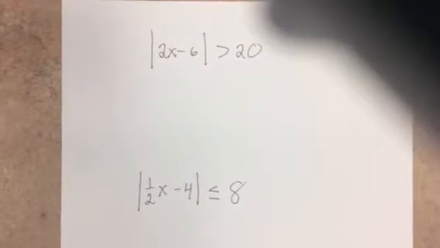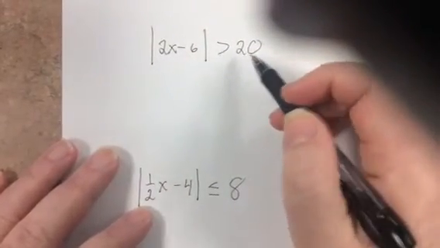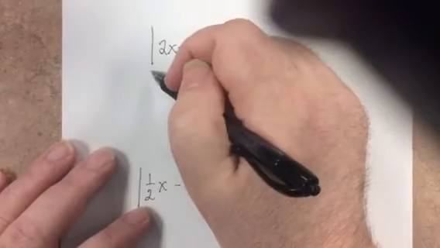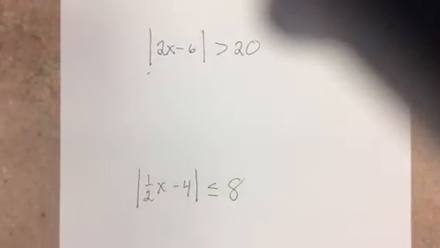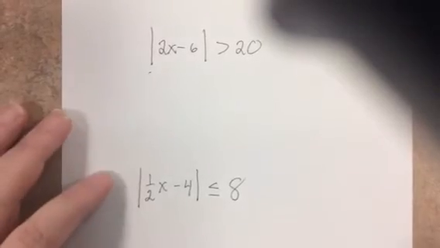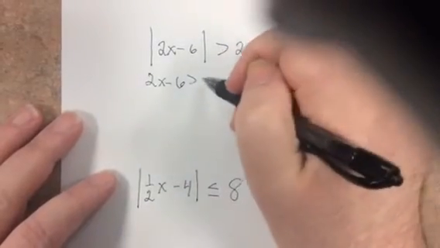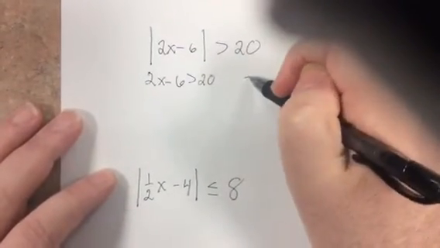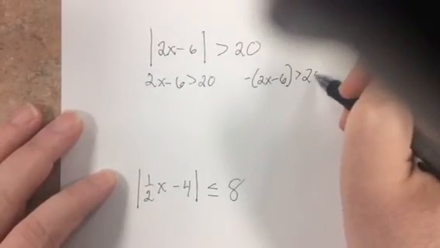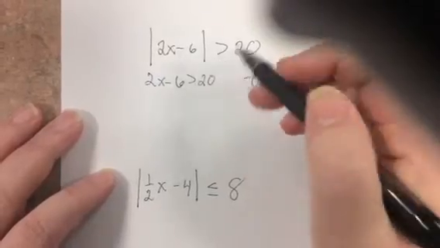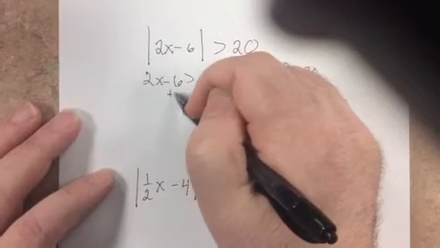Anyways, what I want you to do is actually stop the video, do this problem, and then turn it back on and watch. Okay, so absolute value, how do you solve it? You break it up into 2 parts. So you got 2x minus 6 is greater than 20. The opposite is greater than 20. Now remember, greater is or.